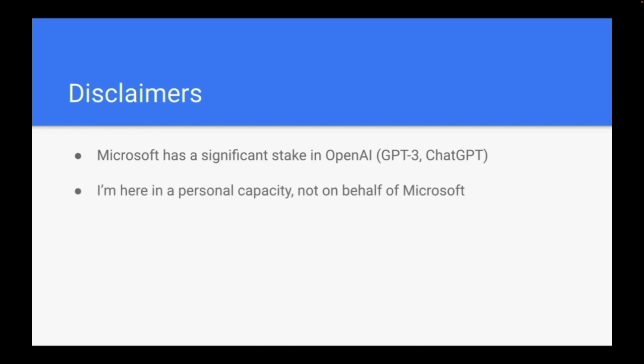Okay, a couple of things to get out of the way here. So first of all, as you might know, Microsoft is a significant partner of OpenAI. We're the developers of GPT and ChatGPT. So I'm not here on behalf of Microsoft. I'm here in a personal capacity. So important to get that out of the way. I'm not trying to sell anything. I'm not shilling Microsoft, but be aware of my potential biases. And of course, I'm not going to give any trade secrets. Not that I really know any anyway.